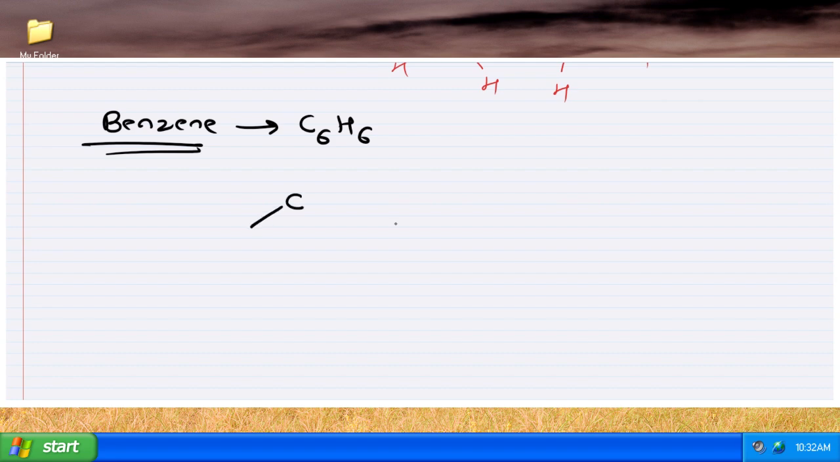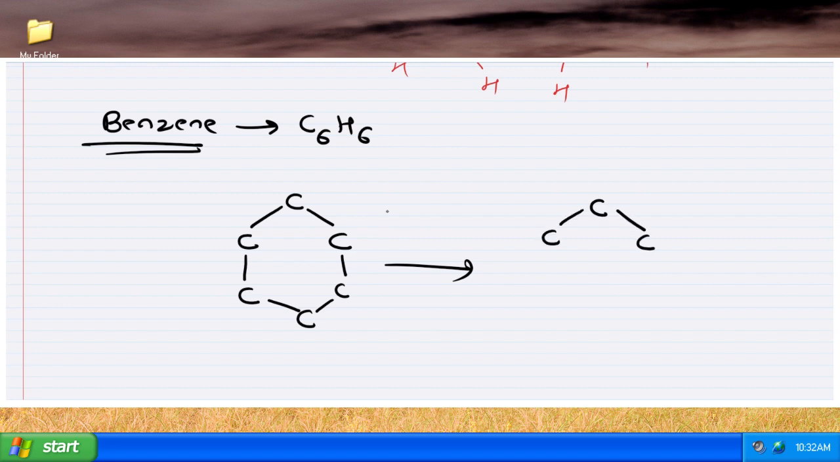Skeleton: carbon, carbon, carbon, carbon, carbon. Yes, it looks like a hexagon, right? That's why it is my favorite. So we have this structure, that is the skeleton of benzene. So let's add the hydrogens. So again we have to draw, right? Carbon, carbon, carbon and carbon. So now what is the next step?